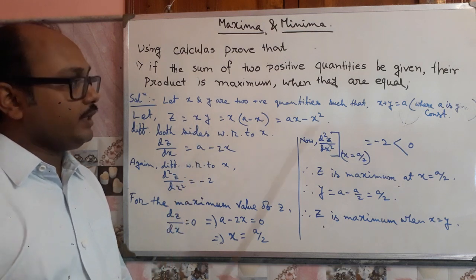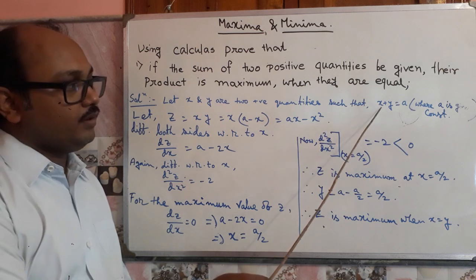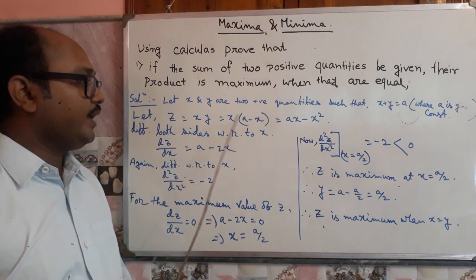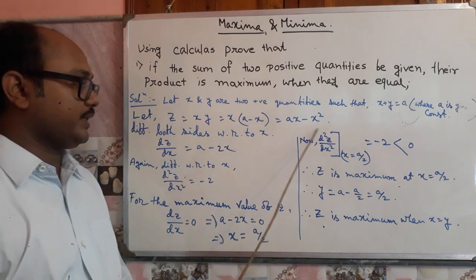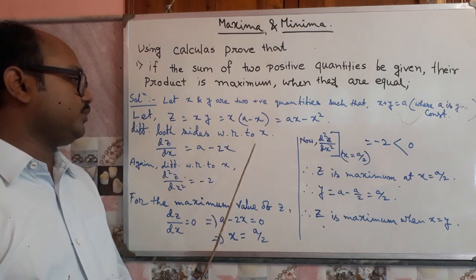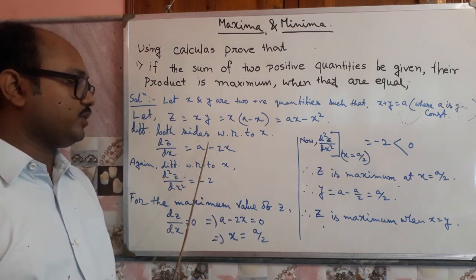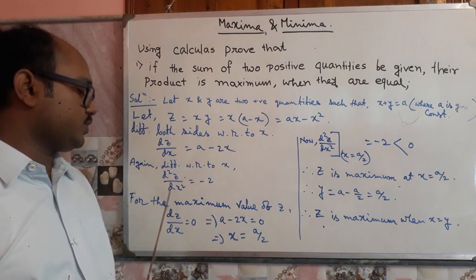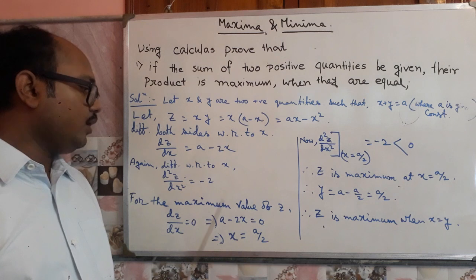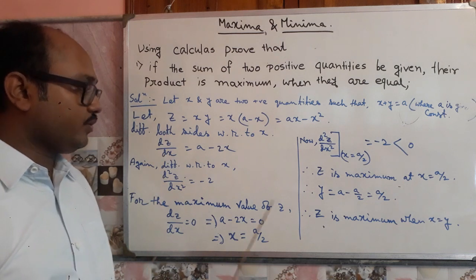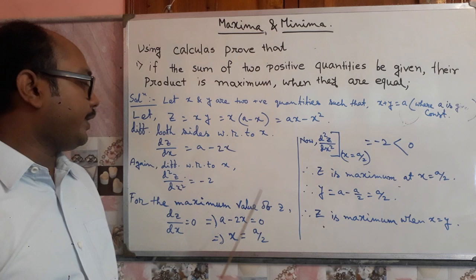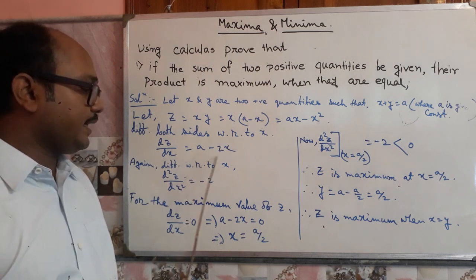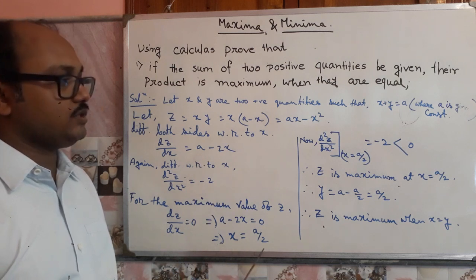So let z be equal to x into y, the product of these two positive quantities x and y. Putting the value of y from this equation, y equals a minus x, and multiplying, we get ax minus x square. Now differentiating both sides with respect to x, dz/dx is equal to a minus 2x. Again differentiating with respect to x, we get d2z/dx2 equal to minus 2. Now for the maximum value of z, what do we know? To get the critical point, the first order derivative dz/dx is equal to 0, which implies that a minus 2x is equal to 0, that is x is equal to a by 2.